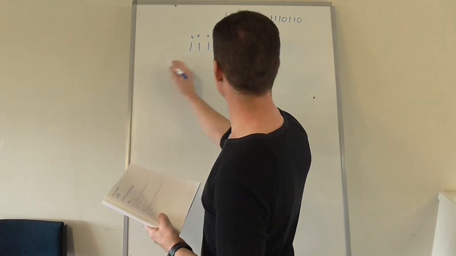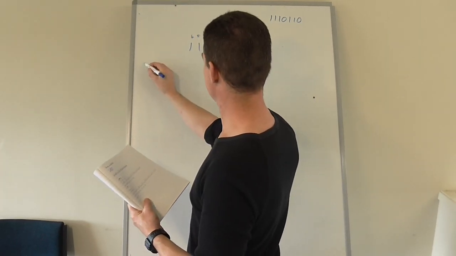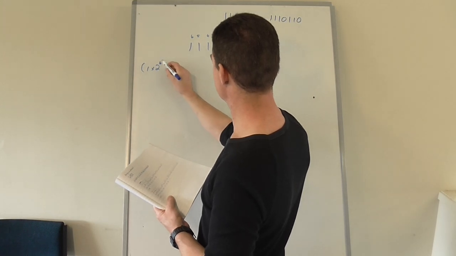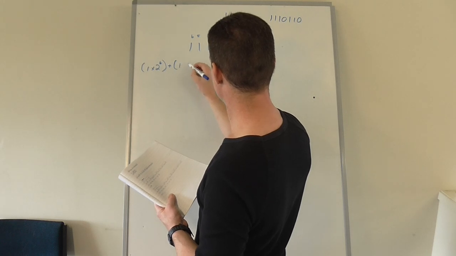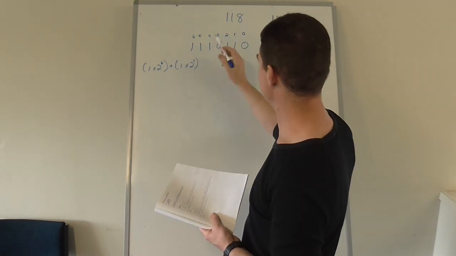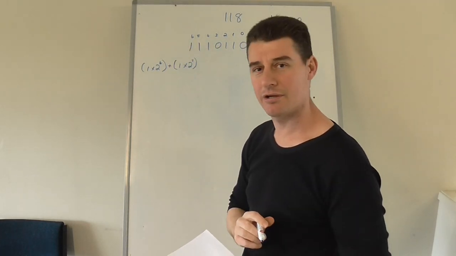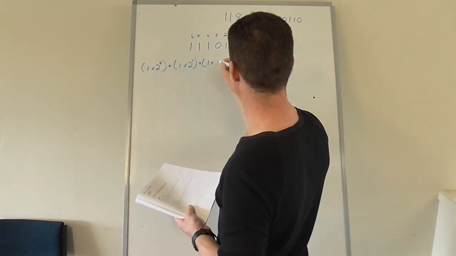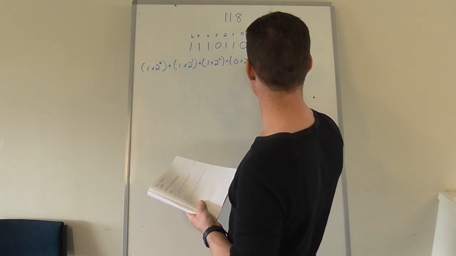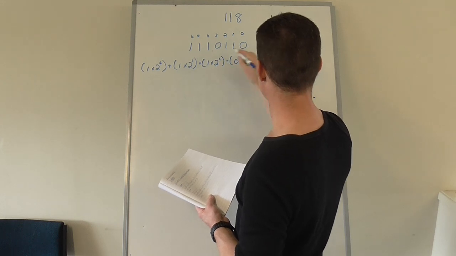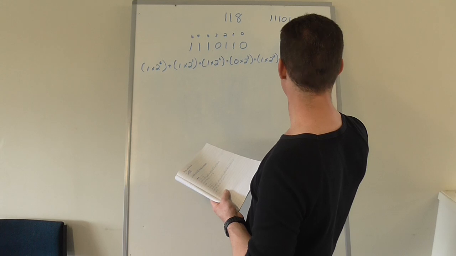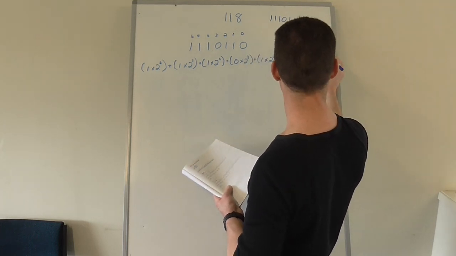First of all, I'm just going to start here because this is going to be quite long. That's going to be 1 times 2 to the power of 6, plus 1 times 2 to the power of 5. You take all those little ones and zeros and you multiply each by 2 to the power of whatever number you have written on top of it. So it's plus 1 times 2 to the power of 4, plus 0 times 2 to the power of 3, plus 1 times 2 to the power of 2, plus 1 times 2 to the power of 1, plus 0 times 2 to the power of 0.